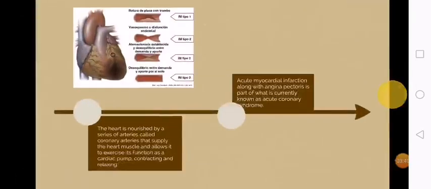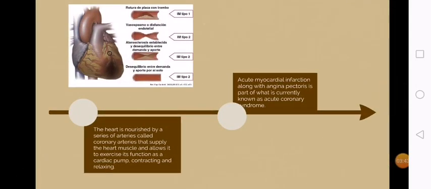Definition. The heart is nourished by a series of arteries called coronary arteries that supply the heart muscle and allow it to exercise its function as a cardiac pump, contracting and relaxing. Acute myocardial infarction, along with angina pectoris, is part of what is currently known as acute coronary syndrome.